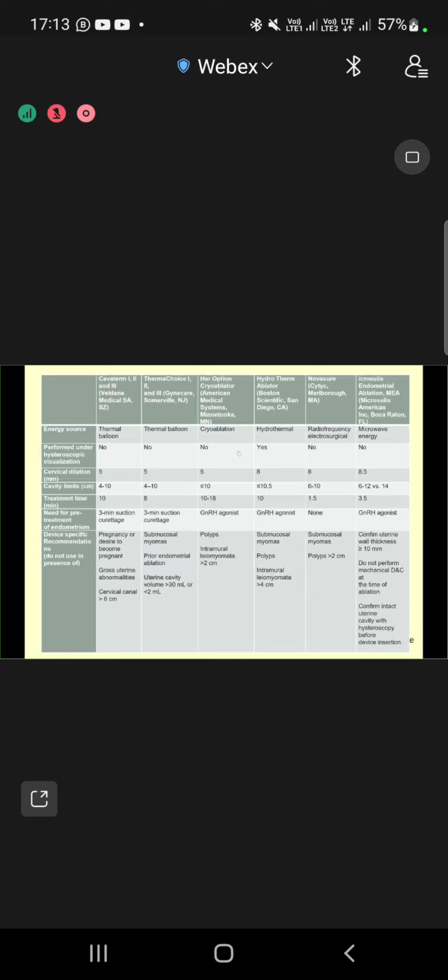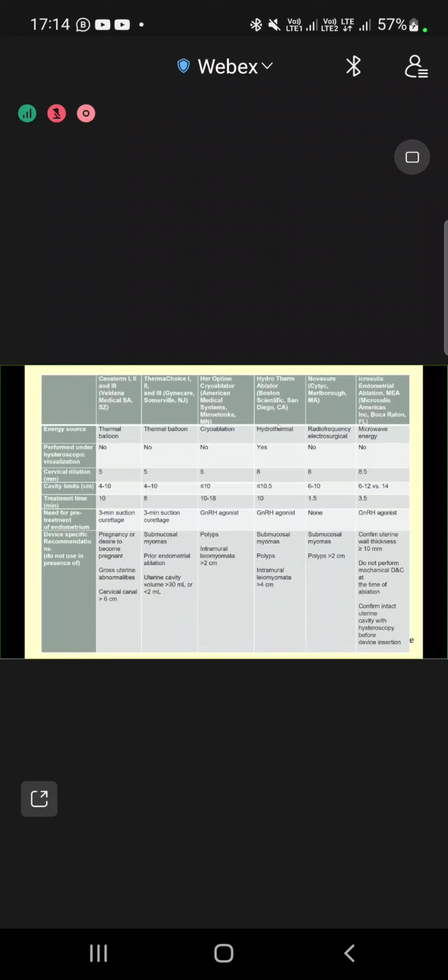Coming to cryoablation, in this also there is no need of hysteroscopic visualization. The cavity of 10 centimeters is once again ideal. Time taken for this procedure is nearly 15 to 20 minutes. And if there are polyps or leiomyomas, once again it is not suitable. Some of the studies have recommended GnRH analogs may help in getting better results.